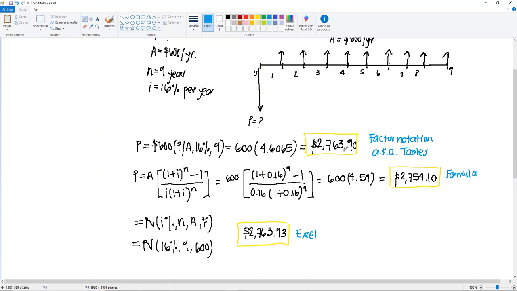So you can use any of these three. On the exam, you won't be able to use the computer, so scratch out Excel. But you can use any of these two. The easiest one would be the factor notation, because it will save you some steps from the formula.